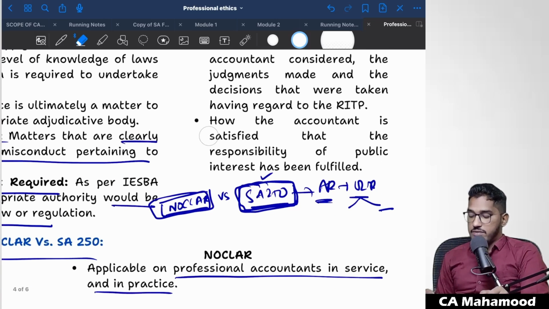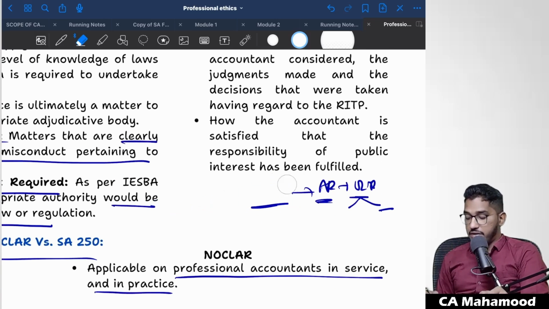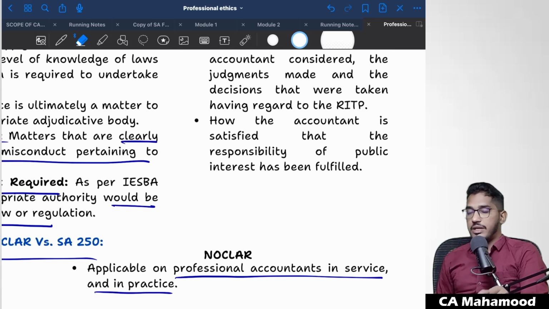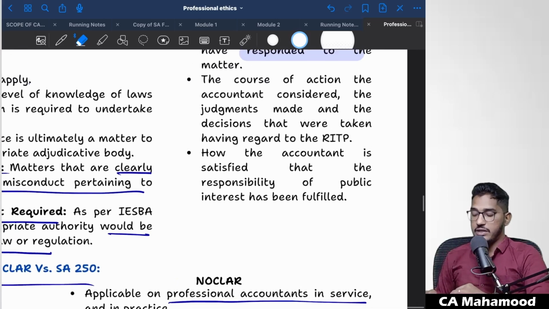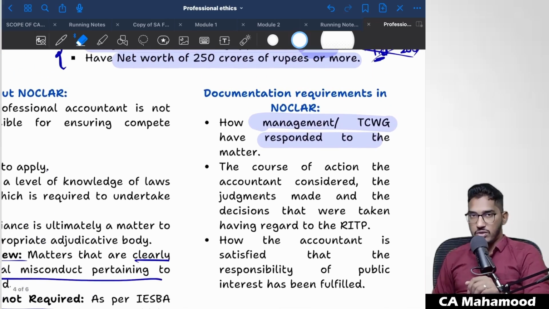How the accountant is satisfied that the responsibility of the public interest has been fulfilled. Finally, you should also document how you have made sure that public interest is not affected because of non-compliances. What steps you have taken to make sure that public interest is protected because of laws and regulations, that also you have to document. Nothing but some formalities are there. These things you have to include in the documentation as per the requirements of NOCLAR.